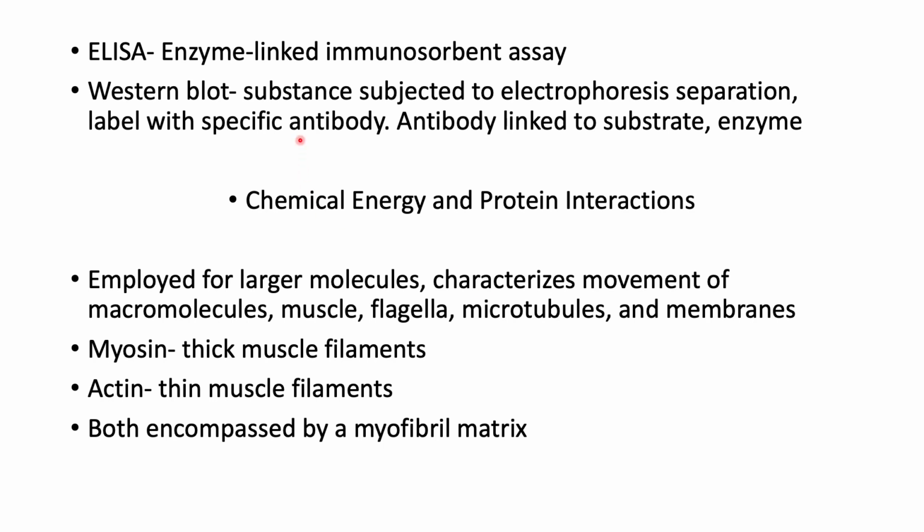Western blot is an example where the substance itself is subjected to electrophoresis separation, then labeled with a specific antibody, and the antibody is linked to a substrate or enzyme. So the substance in the previous slide would be at the base level, and that's when you subject it to electrophoresis. You can work within the matrix to get this result.